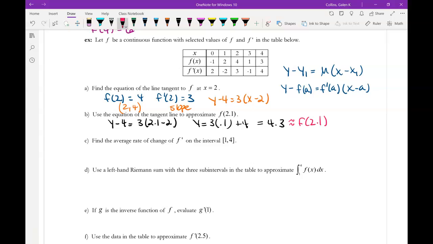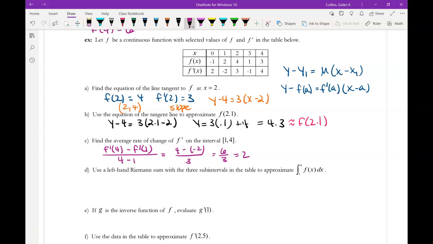All right, part C, we're asked to find the average rate of change of f prime on the interval of 1 to 4. So since we're finding the average rate of change of f prime, that's going to be f prime of 4 minus f prime of 1 over 4 minus 1. So again, just using our table, f prime of 4 is 4, f prime of 1 is negative 2, all of that over 4 minus 1, which is 3, and we get, what, 6/3, which is equal to 2.